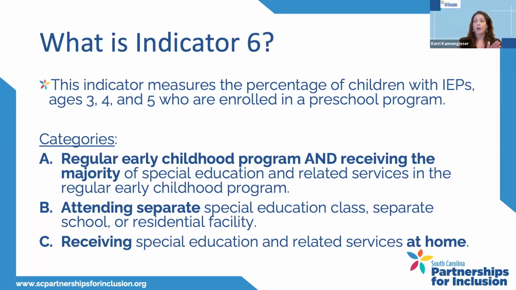Category B, they are attending a special education class, a separate school, or a residential facility, so a separate segregated location outside of access to their typically developing peers. And category C refers to those students who are receiving their special education and related services in the home.